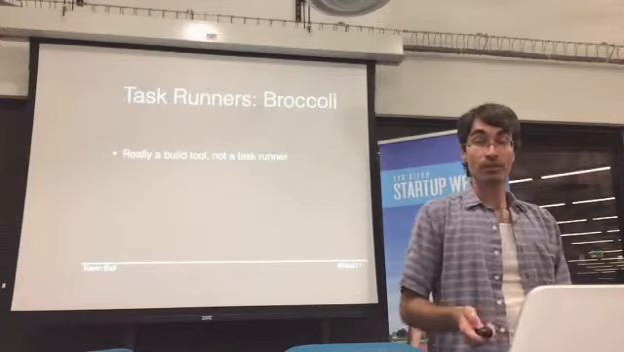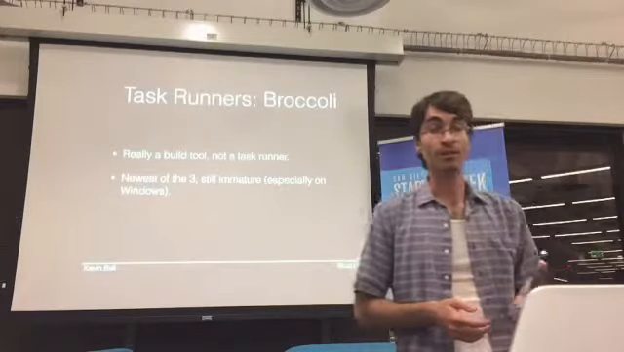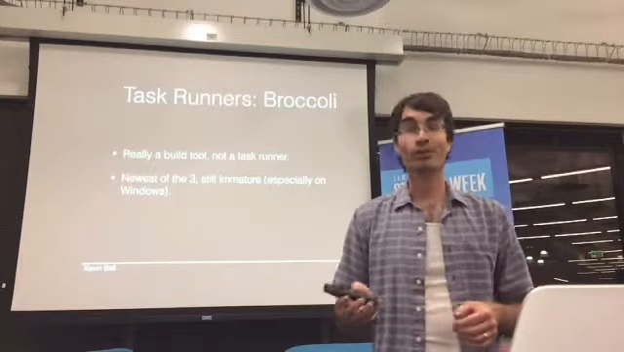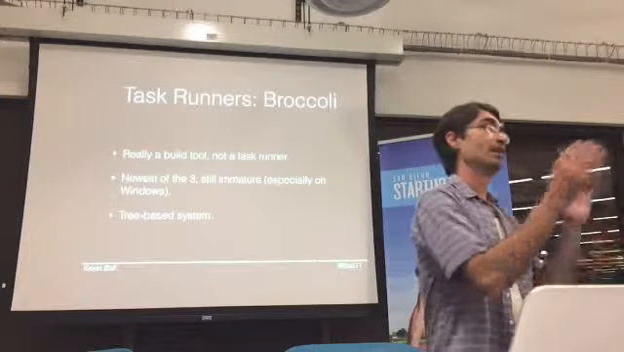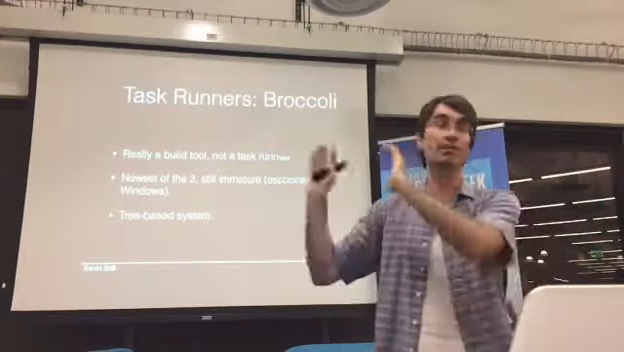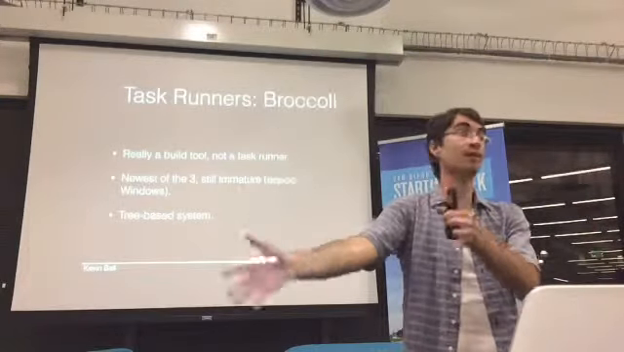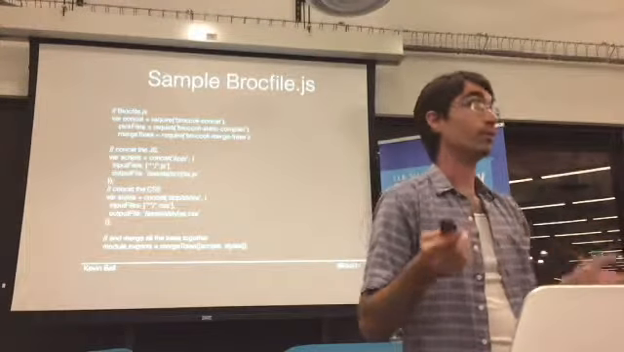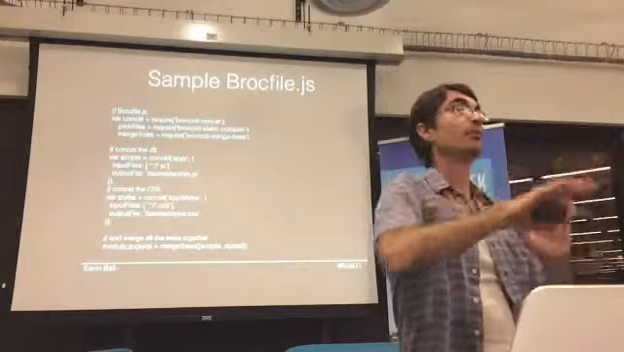So Broccoli is really a build tool, and only works for build as far as I know. It's the newest of these three, and it's still a little bit immature, especially on Windows. In fact, I think it runs colossally slowly or crashes on Windows. And it uses a tree-based system. So instead of saying, here are these things, pipe them over here, here are these things, pipe them over here, it says, okay, this is a tree of stuff that is, say, CoffeeScript. I want you to treat it this way and combine it with this tree of things which are written in this, and this tree of things that are written in that. And so a sample Brocfile might look like this, where you say, okay, I have this tree over here, I have this tree over here, compile them, and then merge them together.